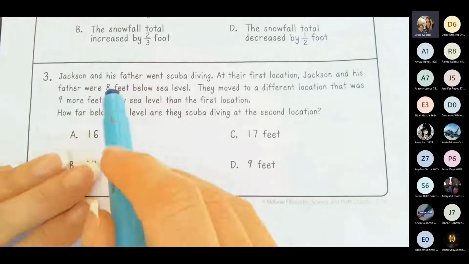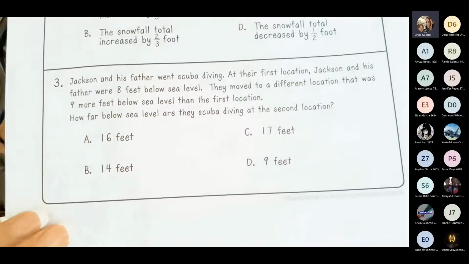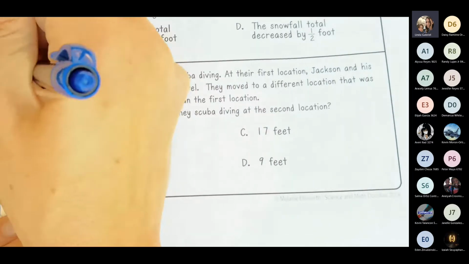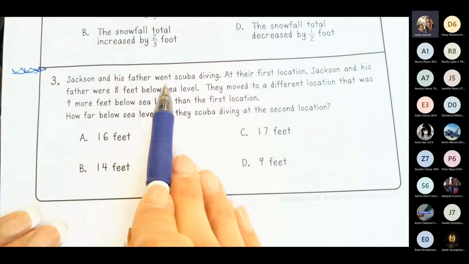So Jackson and his father went scuba diving, right? And when you go scuba diving, that means you go underneath the water, right? So here's sea level, here's the ocean, right? So Jackson and his father went scuba diving.